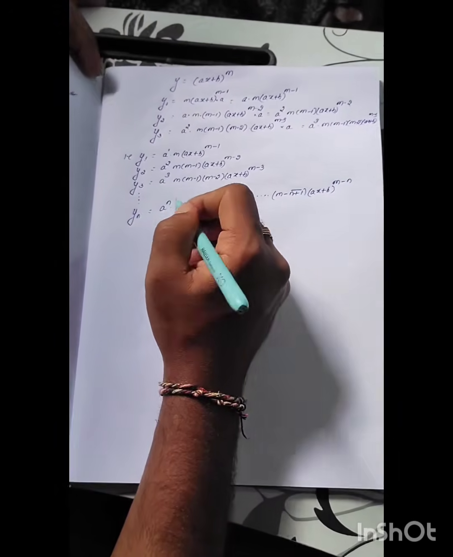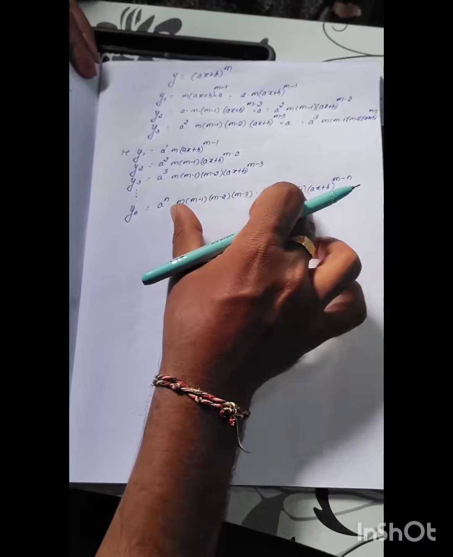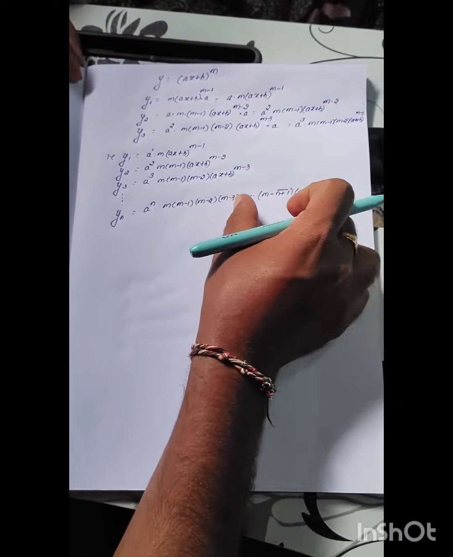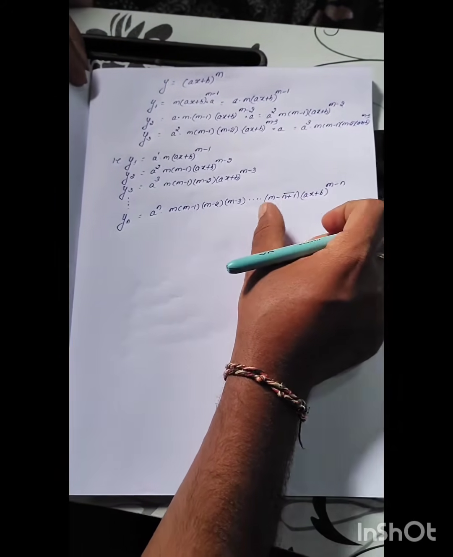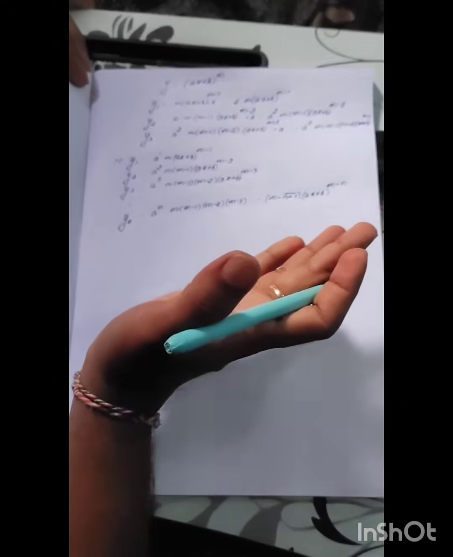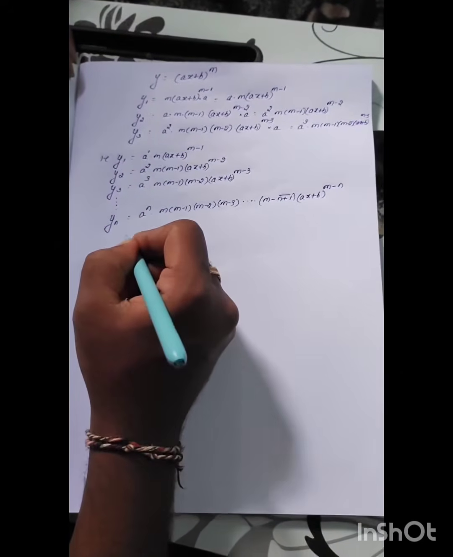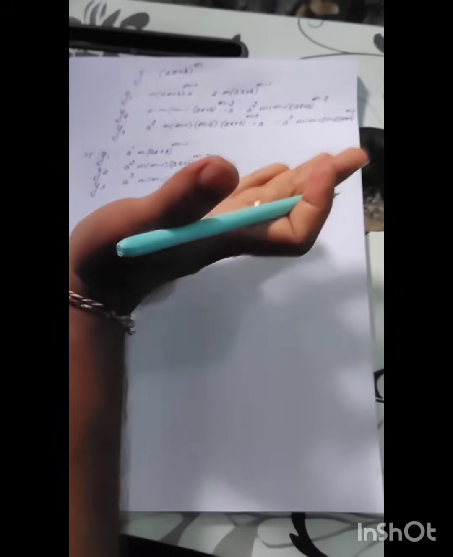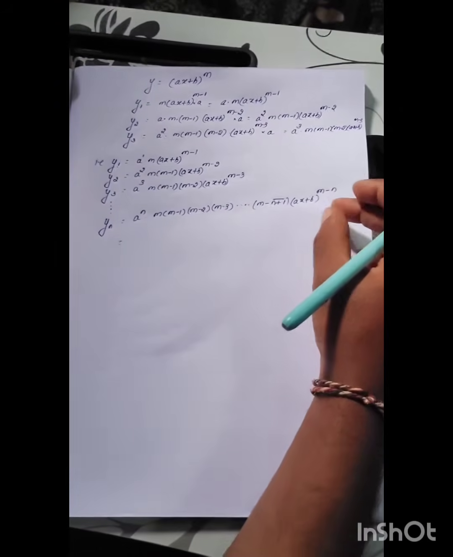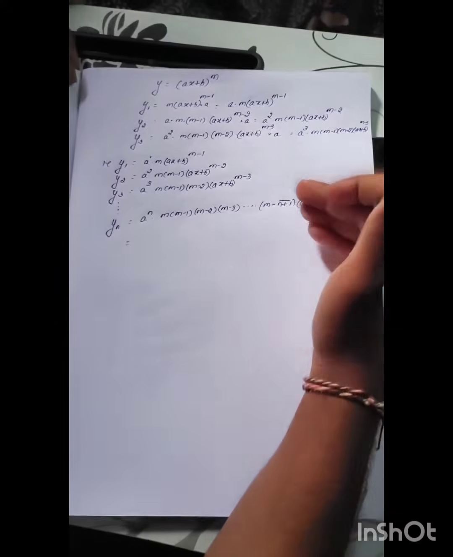If we have to put these terms m into m minus 1 into m minus 2 into m minus 3 in a very simplified way, that is m factorial, we have to multiply and divide both numerator and denominator by m minus n factorial, so that the numerator will become m factorial. Because m minus n factorial is missing in the numerator, we cannot directly multiply in the numerator.